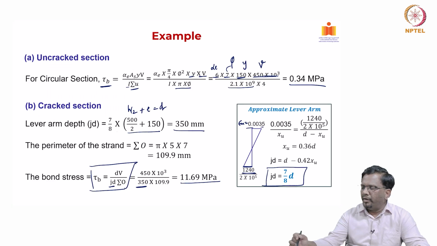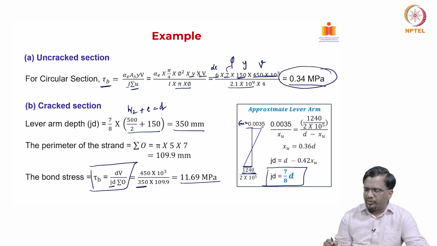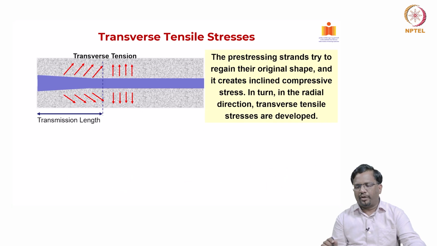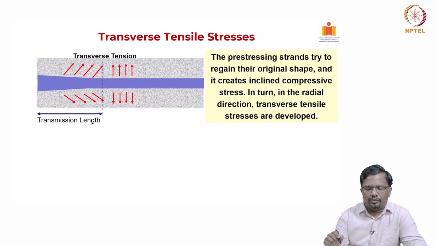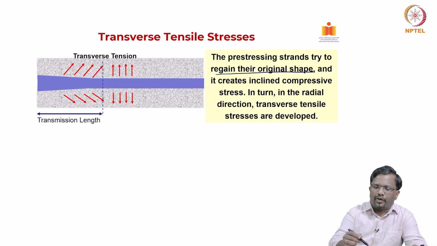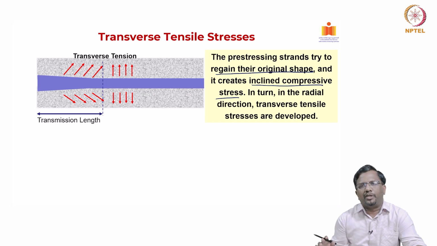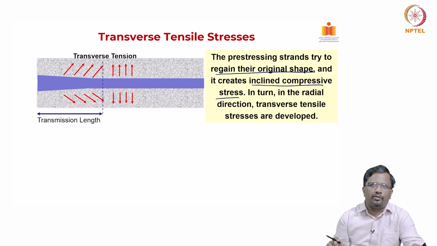One thing to note again: when the system is uncracked, you will have low stress, but when it is cracked, you can have a very high bond stress as well. That is why this is a local bond stress. Now, one more important thing we need to know is, when you transfer the pre-stress in a pre-tensioning system, the pre-stressing strands, as we have seen, regain their original shape and create this inclined compressive stress. That is what we said, because of that wedge action in the transmission length, you will develop some inclined compressive stresses through which the bond is developed, right.